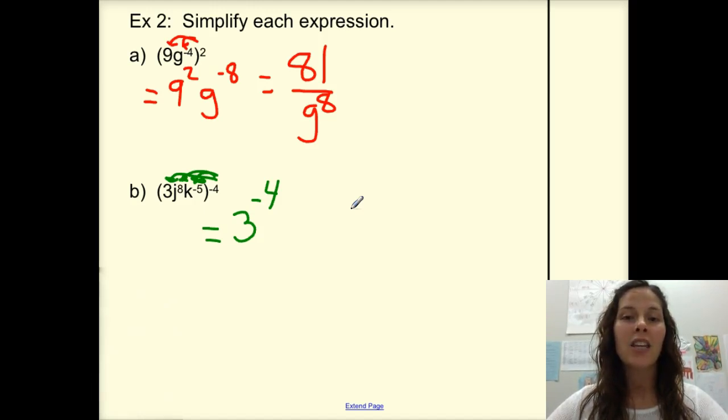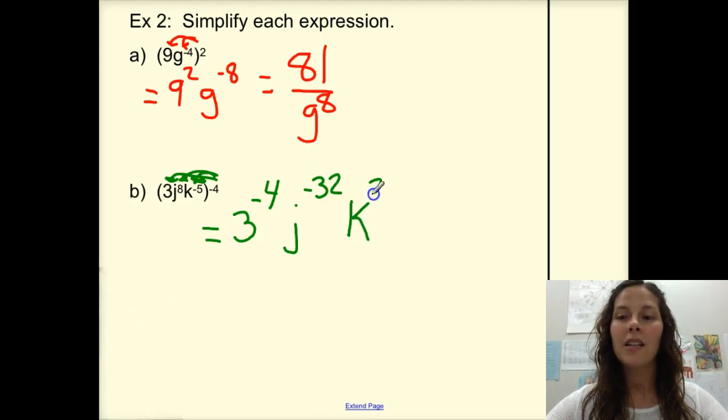J to the 8th, the 3 is like the j. It is not like the 8, the exponent. It is the base. So do not multiply a coefficient by an exponent. That is not how you evaluate. We do, however, multiply our exponents together. 8 times negative 4 is negative 32, and negative 5 times negative 4 is positive 20.